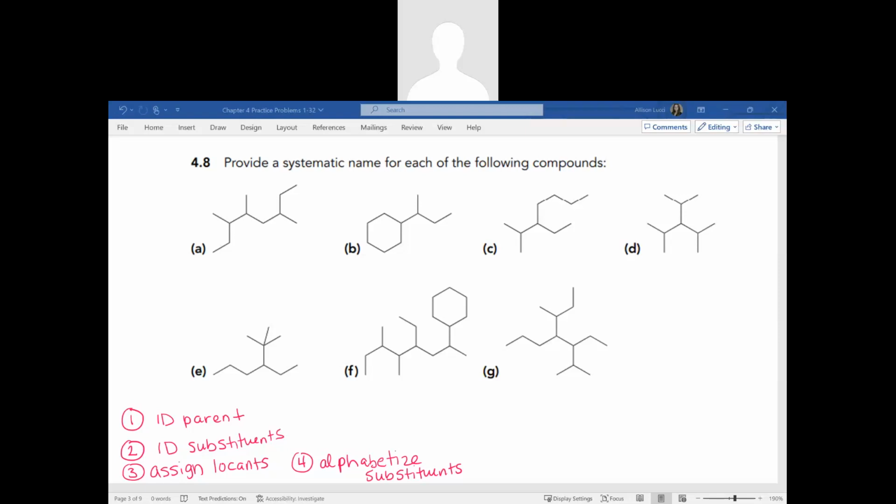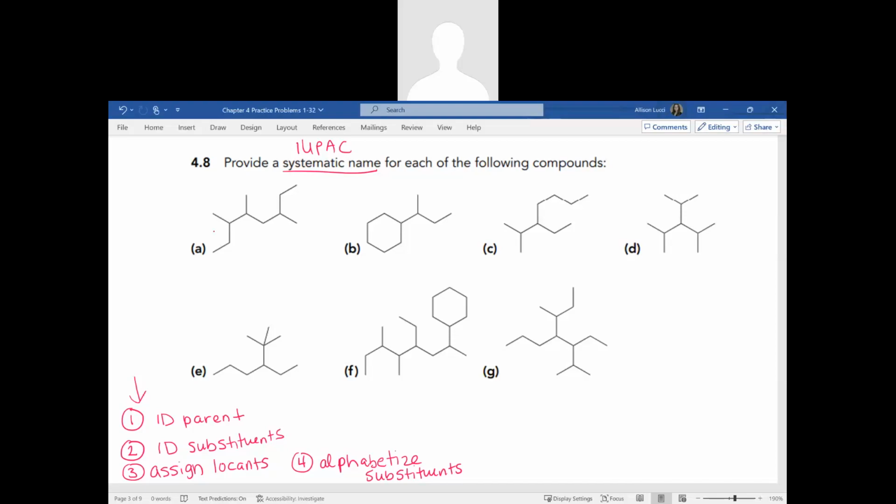In problem 8 from chapter 4, we're asked to provide the systematic name for each of these compounds. So we're going to be following the IUPAC rules, so we won't have to worry about common nomenclature for these questions. But we're going to follow this kind of 4-step plan listed down here. First, we're going to identify the parent. Then we're going to go back and identify any substituents. We'll assign the location, or locant, for each of those substituents. And then in step 4, we will alphabetize those. So that's our process here.